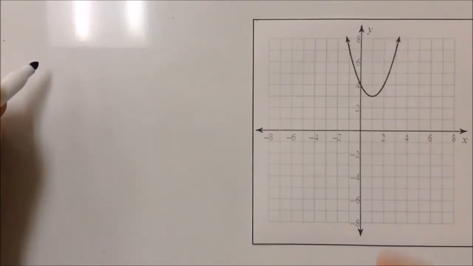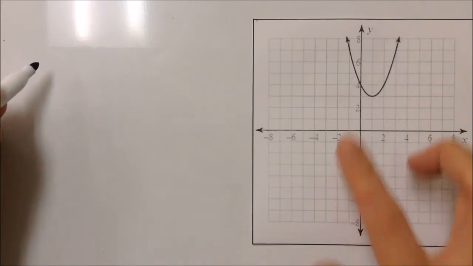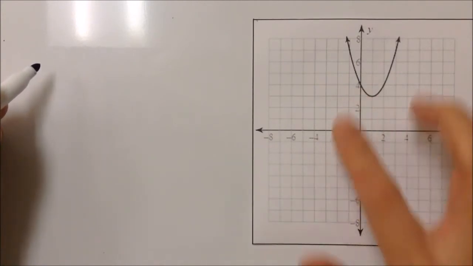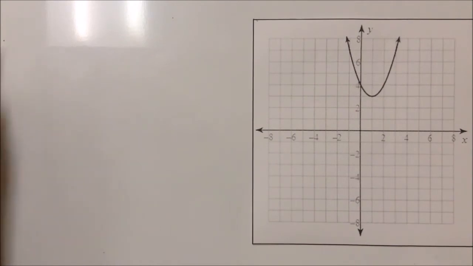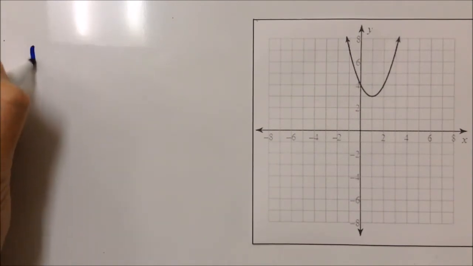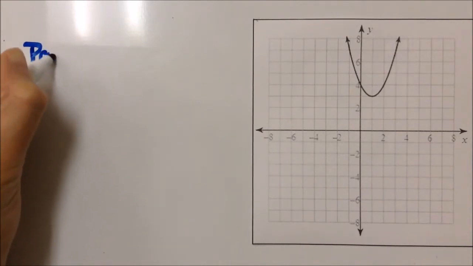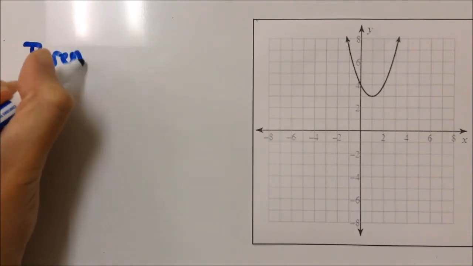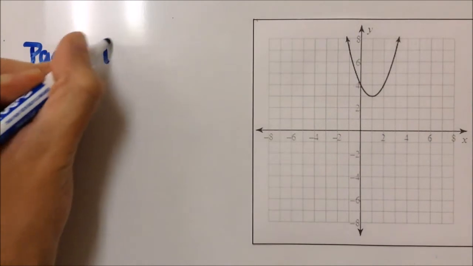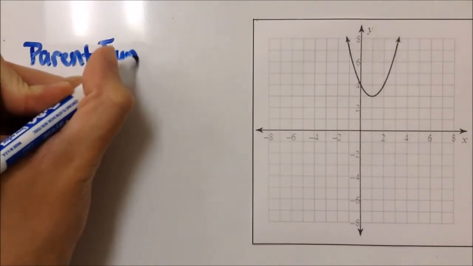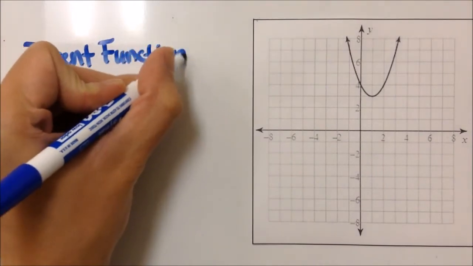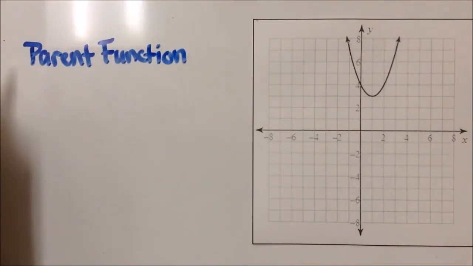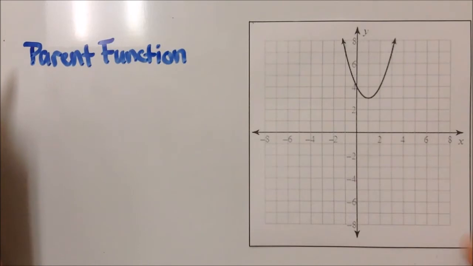In this part, now we have a graph of a transform function. So let's take a look at this graph. It's a U shape, so that means it's a quadratic graph. First I'm going to write out the parent function for this type, quadratic.